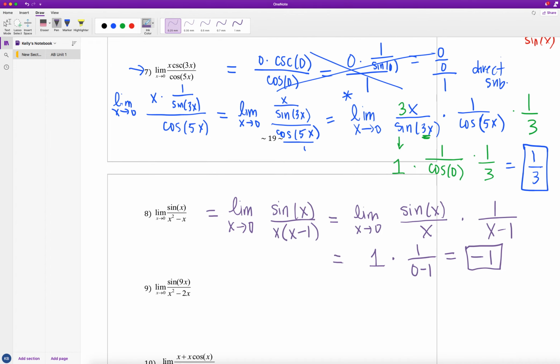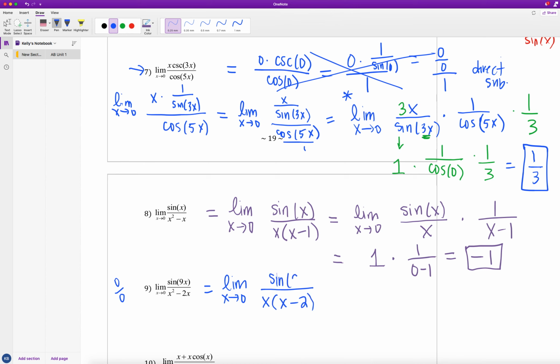Why don't you guys pause the video and try example 9 on your own first. Okay, let's check example 9. So example 9 says the limit as x approaches 0 of sine of 9x over x squared minus 2x. So this is going to be a similar trick. If I try to do a direct sub, I end up with 0 over 0, and that's not going to work out. So instead, I'm going to factor that denominator. Since I have a quadratic, I can factor it as x times x minus 2 in this case.